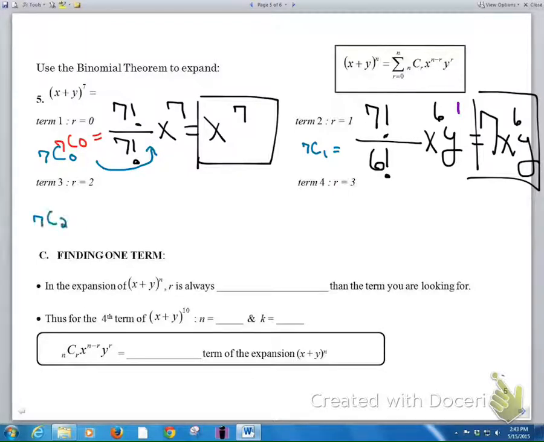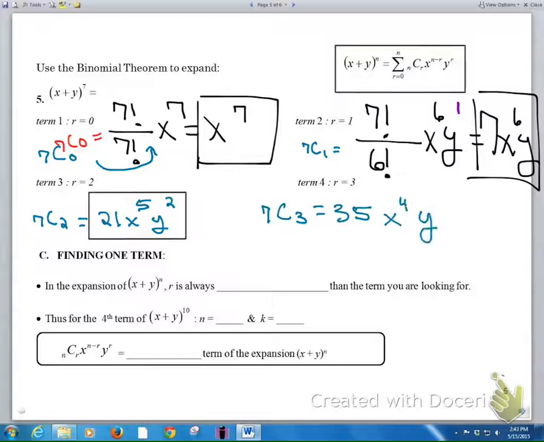Third term, r is 2. R is also always on the second variable. 7C2, you could just use the calculator. Find 7C2. It's under math probability in the graphing calculator, if you have one, or there's a probability key on the scientific. So again, please let me know. I'm happy to show you how to do that. All right, and the last one, 7C3, there you have it.